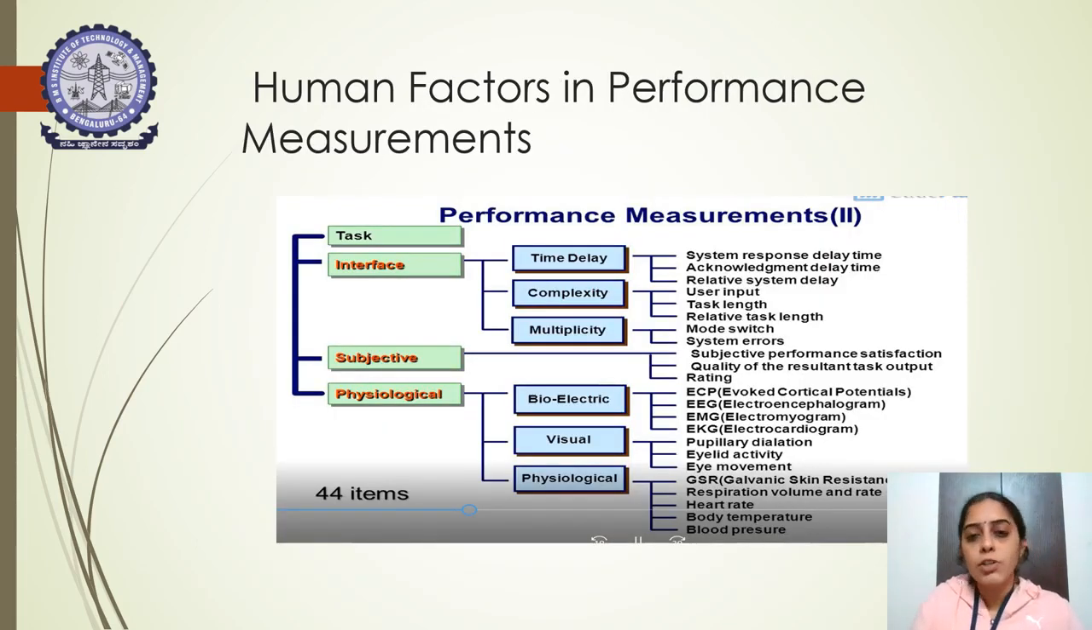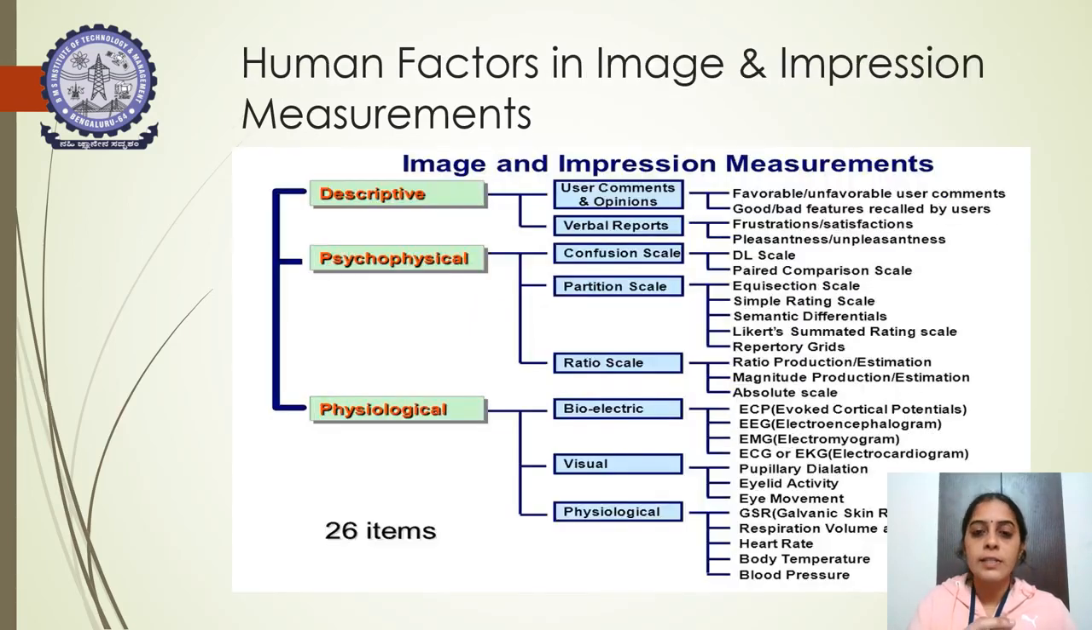Human factors also affect performance measurements. It could be any performance, like the delay in time, the complexity in the part manufactured, or multiplicity of a product, or visualizing or psychological effects related to the parts. Any items related to performance measurements could also be done in a better way by the human factors. Similarly, human factors are also helpful in image and impression measurements.